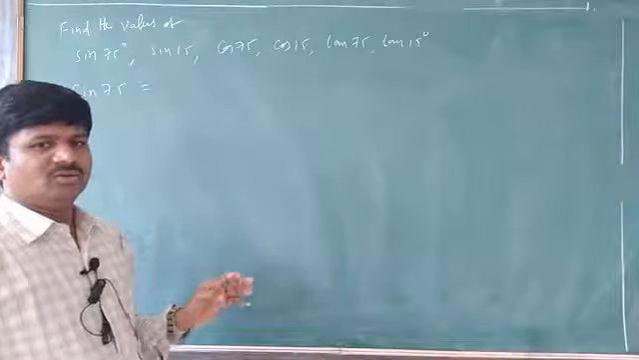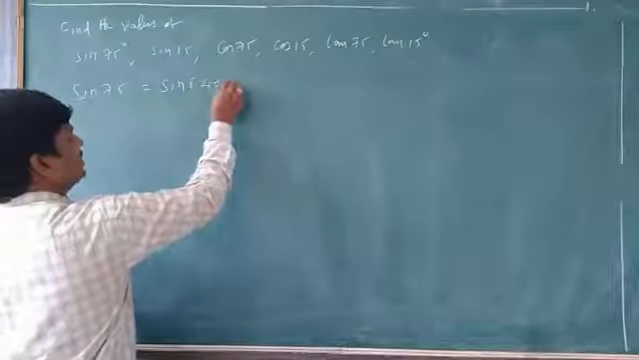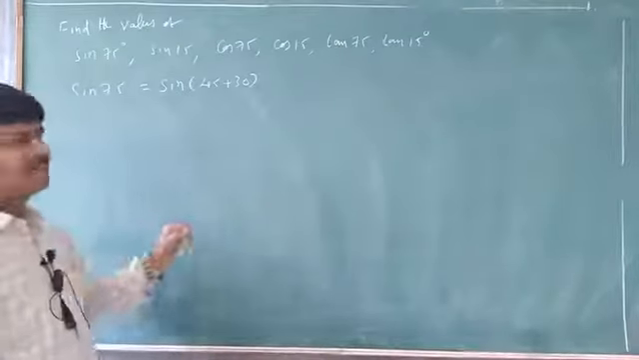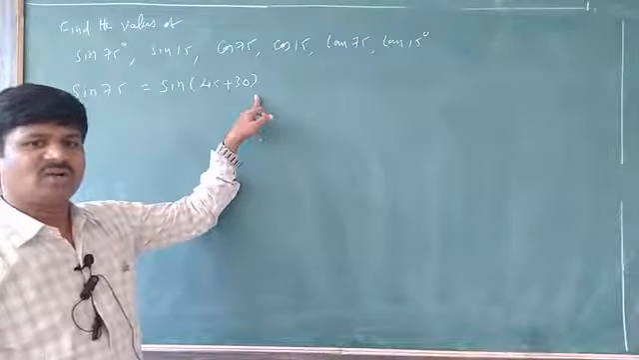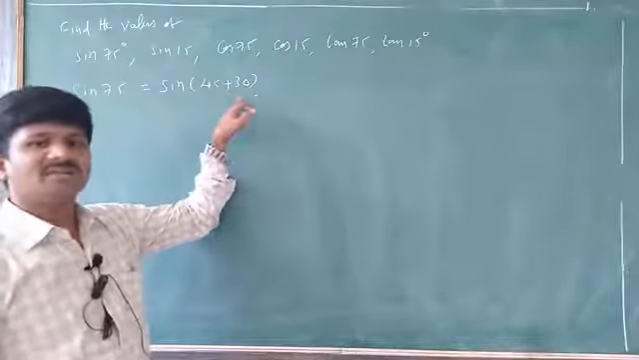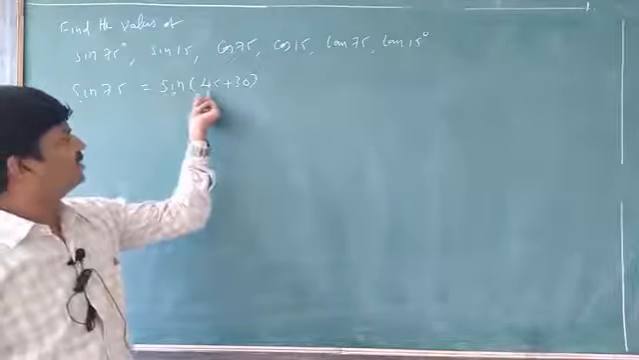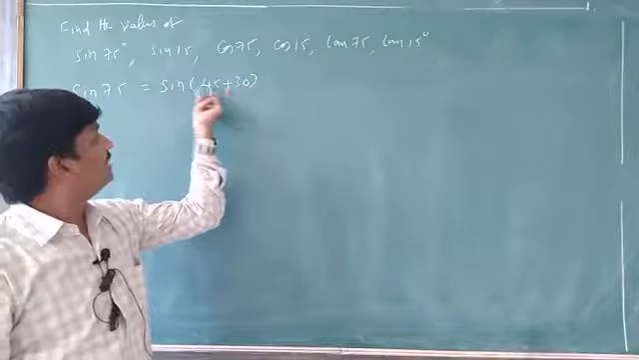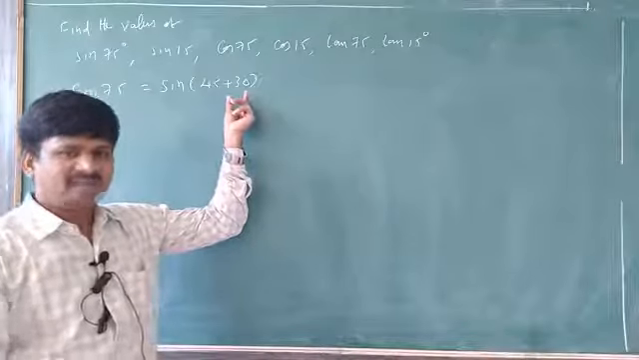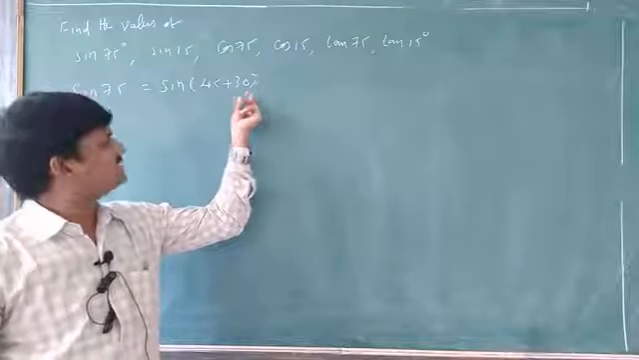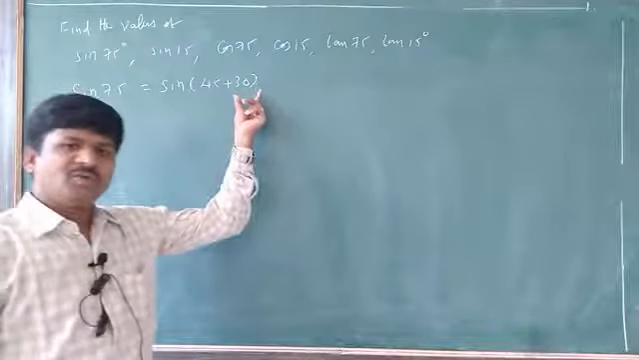To find this value, for our convenience I am writing 75 degrees as 45 plus 30 degrees. 45 plus 30 means 75, right? Why did I write it like this only? Because sin of 45 plus 30 splits into standard values. We have the standard values: sin 45 or cos 45, sin 30 or cos 30. Yes, we have those values.